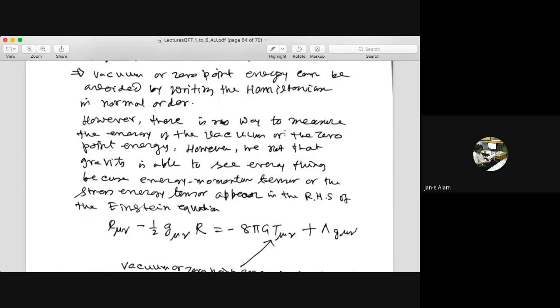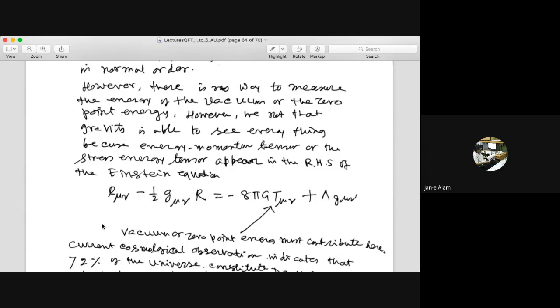Why? Because if you look at the Einstein equations, R mu nu, the Ricci tensor, minus half G mu nu times the trace of the Ricci tensor, equals minus 8 pi G, the gravitational constant, times T mu nu, the energy momentum tensor, plus a term lambda G mu nu. This lambda is the famous cosmological constant and G mu nu is the metric tensor. Now this energy momentum tensor acts as a source term for gravity, and that is responsible for the space-time curvature.